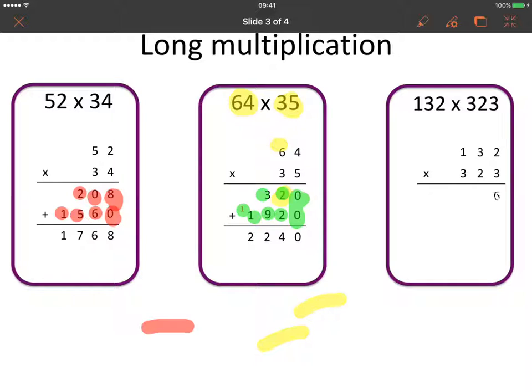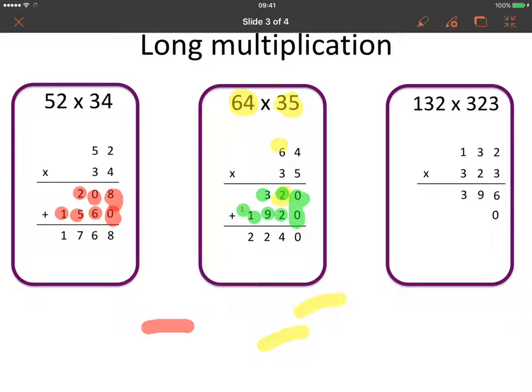And 3 times 2 is 6. And then 3 times 3, which is 9, and 3 times 1, which is 3. Now I have completed my units, and I'm going to put a placeholder down, which is the 0.